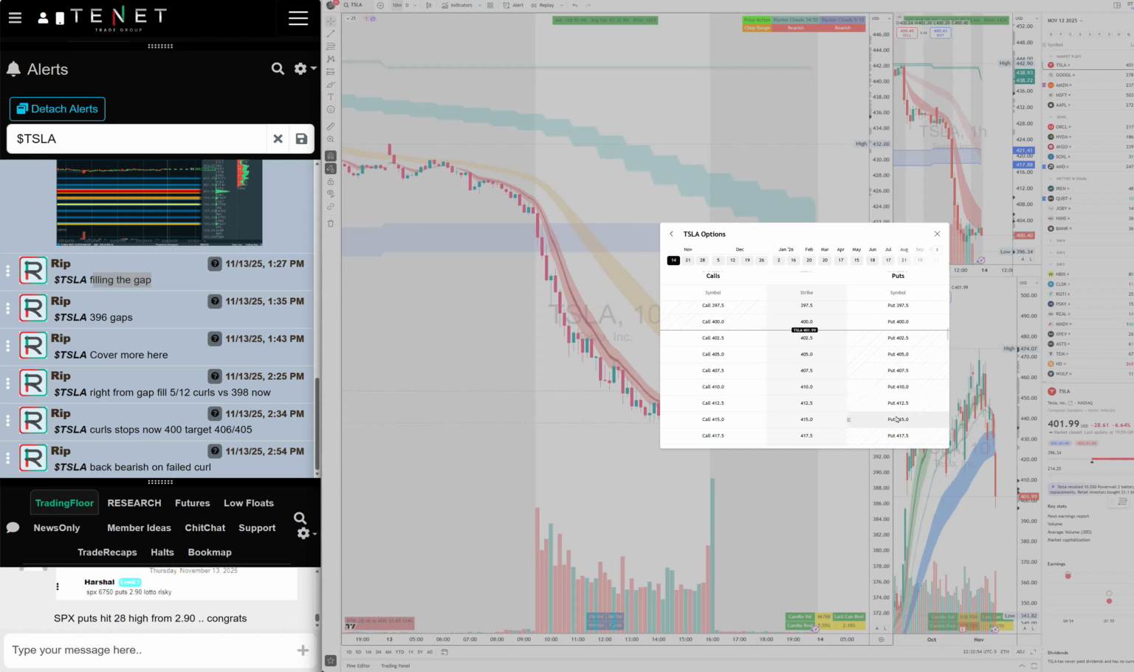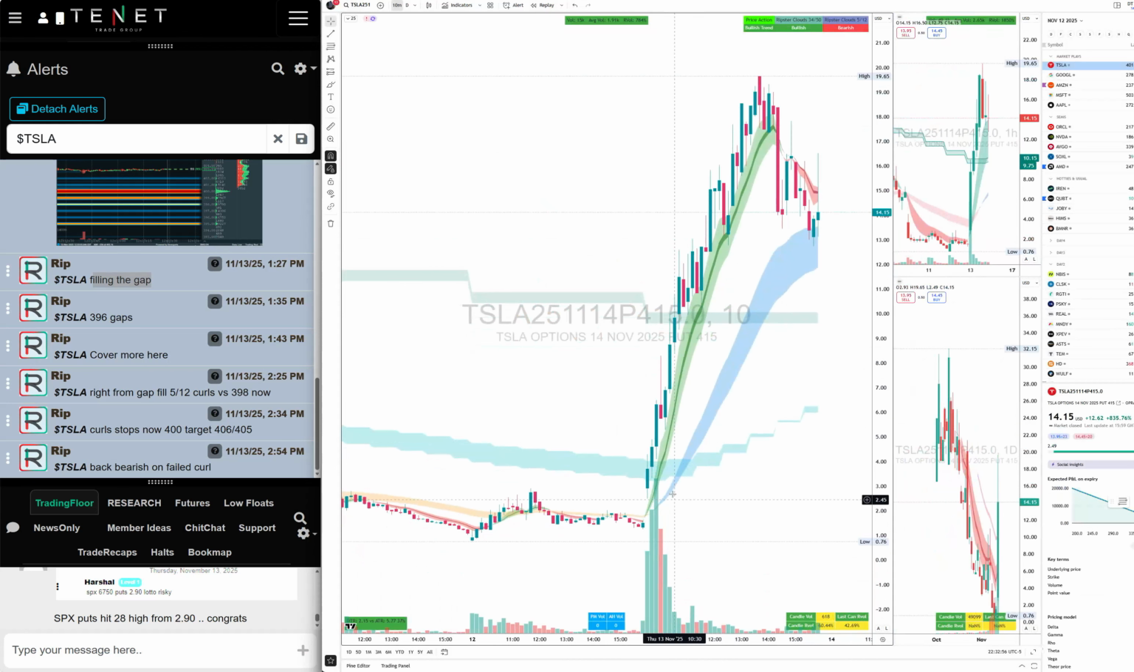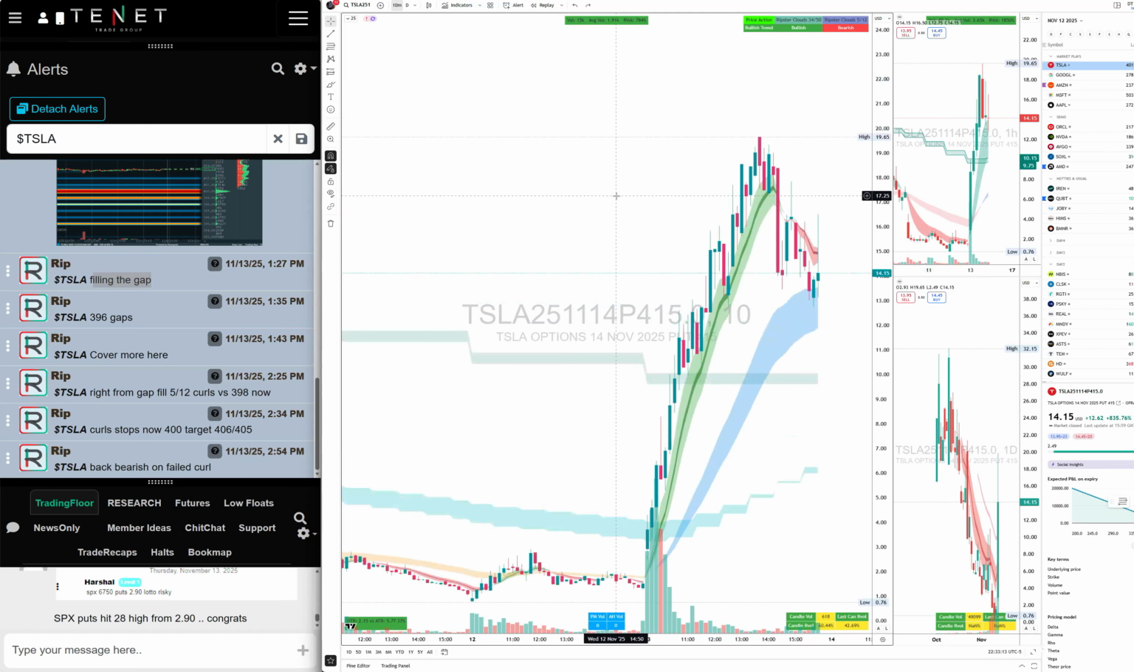Let's take a look at 415 puts, right? The 415 puts went from $4 all the way to $19. Even if you had $400 worth or $800 worth, if you're $400, that turned into $1,900. Even if you scaled out, you still made at least 3 times that money, right? If you're $1,000, you still made $3,000. So that was the kind of trade there on Tesla.